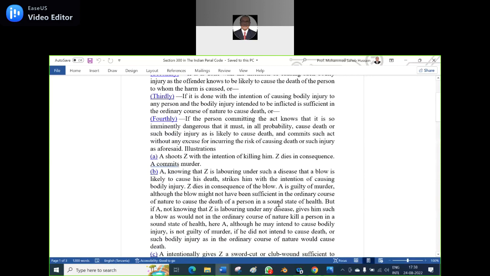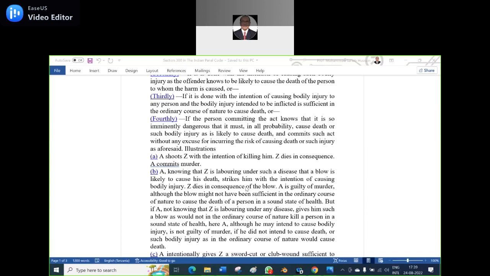It is very clearly made. A shoots Z with the intention of killing him, and A knows whom he is going to shoot. Am I right? Yes, sir. Good, I appreciate. That gives a sense that you are with me. Otherwise, it is like speaking to the wall. Is it clear? Yes, sir. Very good. So Z dies in consequence because A directly had the intention to shoot Z, in shooting range, and he died consequently, and it amounts to murder.